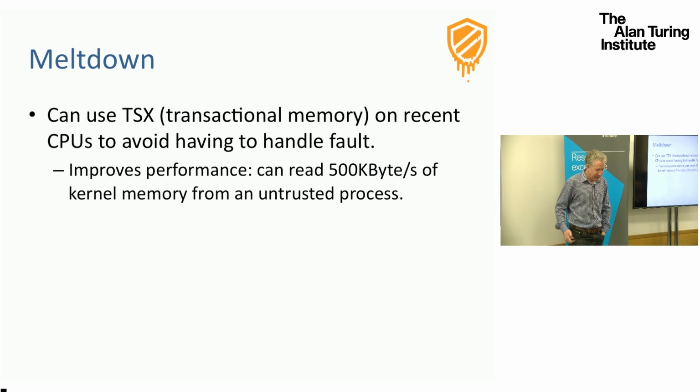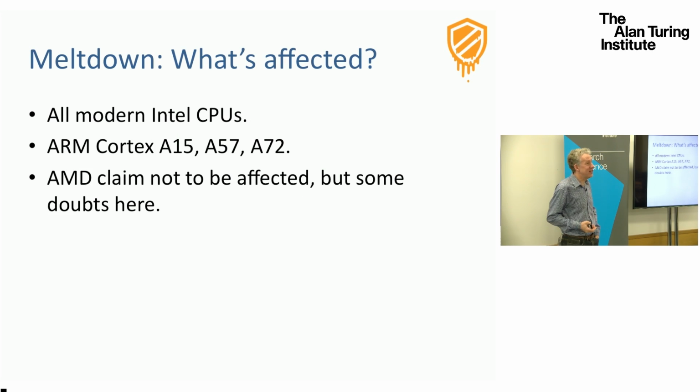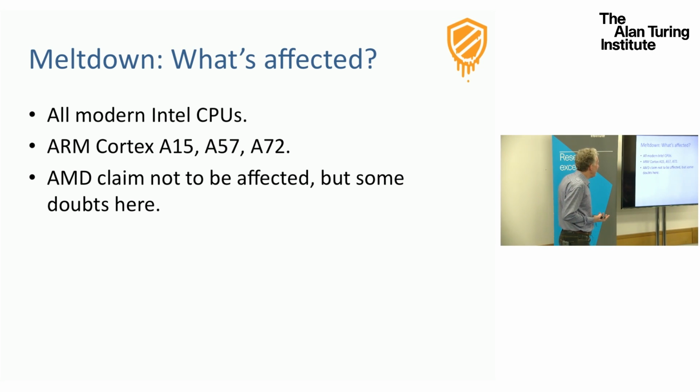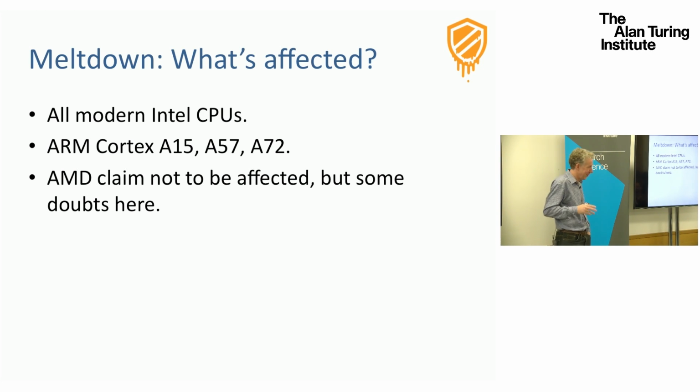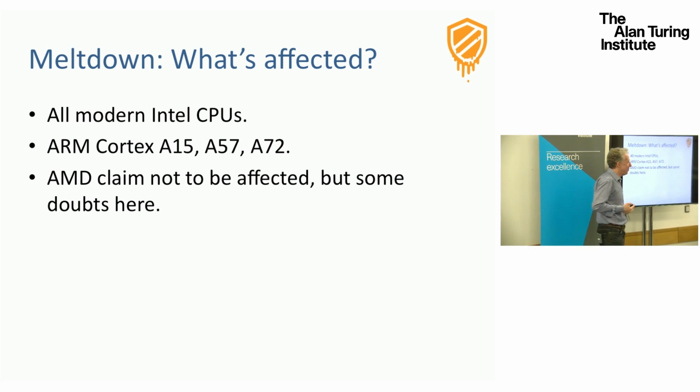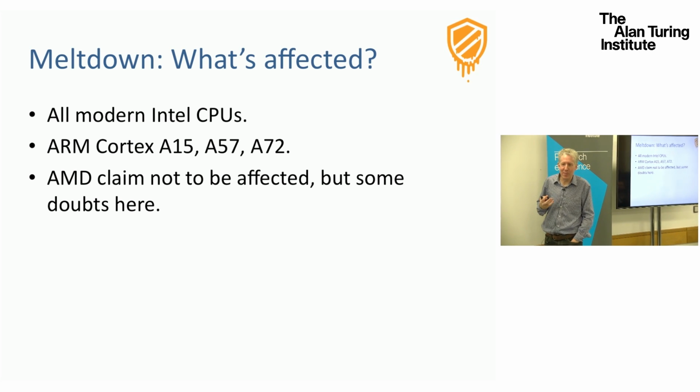OK, so what's affected? Basically, all modern Intel CPUs. Everything we use to protect operating system kernels from attacks for a long time, on all modern Intel CPUs, is vulnerable. The most sophisticated ARM CPUs are also vulnerable, but most of them used in phones are not, to this particular one, but the two vulnerabilities I'll talk about later are. AMD claim not to be affected. There's a little bit of doubt on that claim, but let's take them at their word for now. They claim that this vulnerability doesn't affect them.